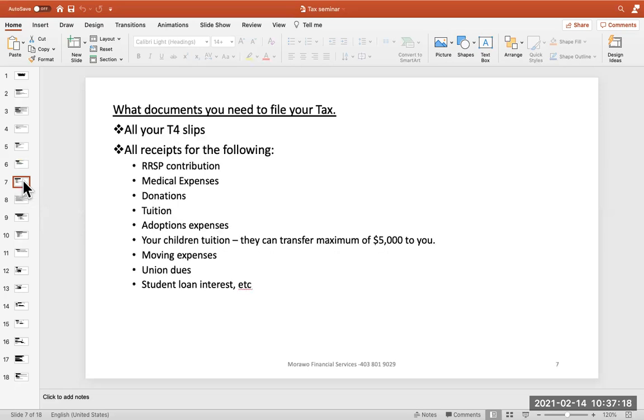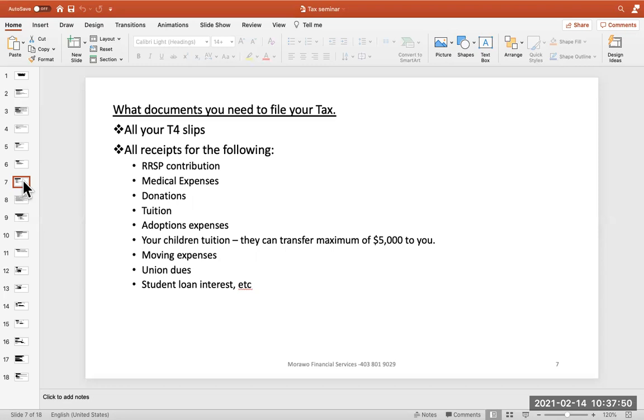Next slide. Then what are the documents you need to file your tax? This is tax season. In about 2 weeks, people will start filing their taxes. So you need to get ready. These are the documents you need to get ready to file your tax. So all your T4s, we know all of them, T4A, T4E, T3, T5, all these, you get them ready.